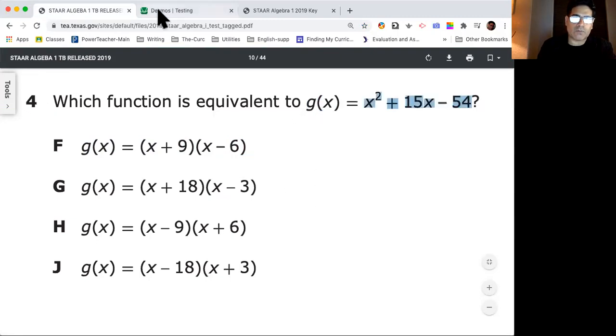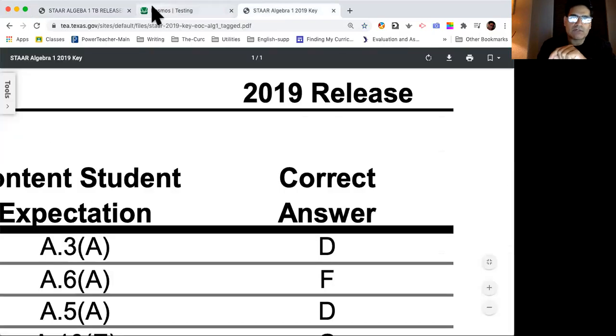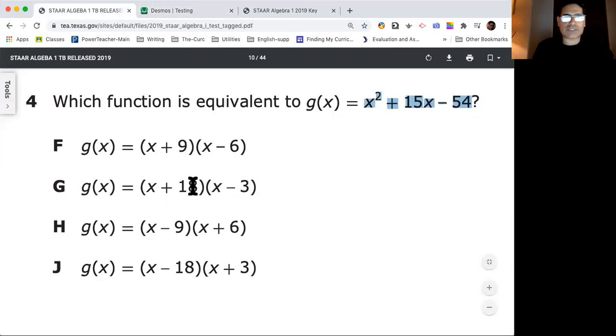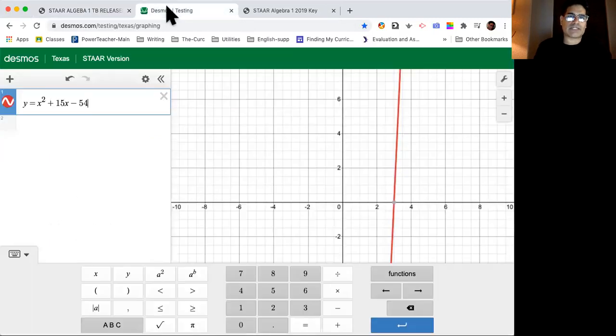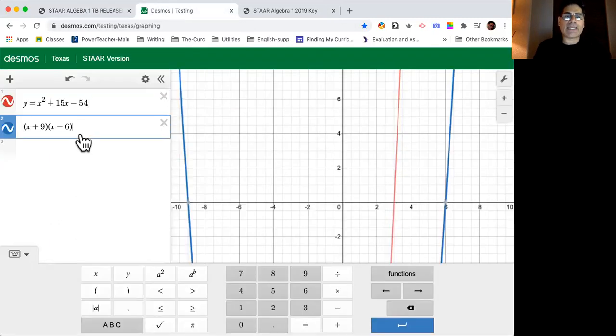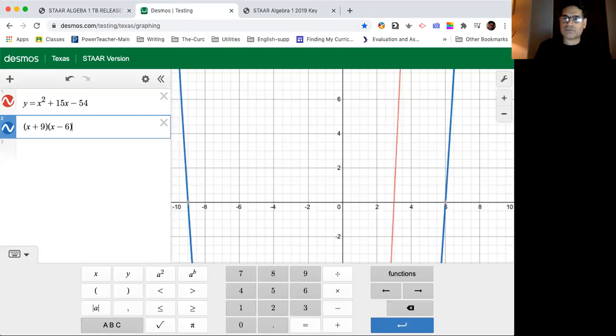Let us now go back to our Desmos calculator and see one by one which one is going to be given to us. So let's start with the first one. The function of X, Y, is equal to these two factors. Let's go ahead and type those out. And now we have to be careful. Did we write it correctly? X plus 9, X minus 6.